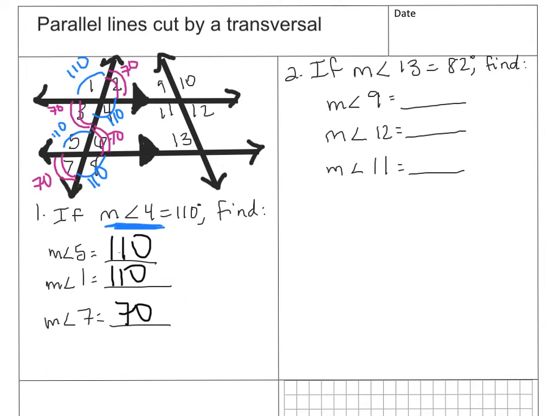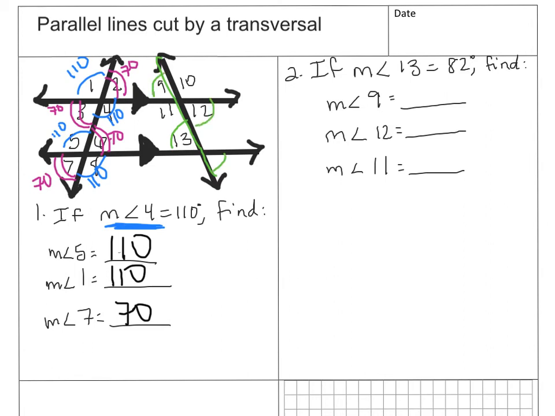There you go. For number 2, you now are looking at the other side of the transversal. So you're now looking at this transversal and all of the angles around it. The only information that's given to me is that angle 13 is 82. So top left, bottom right, top left, bottom right.